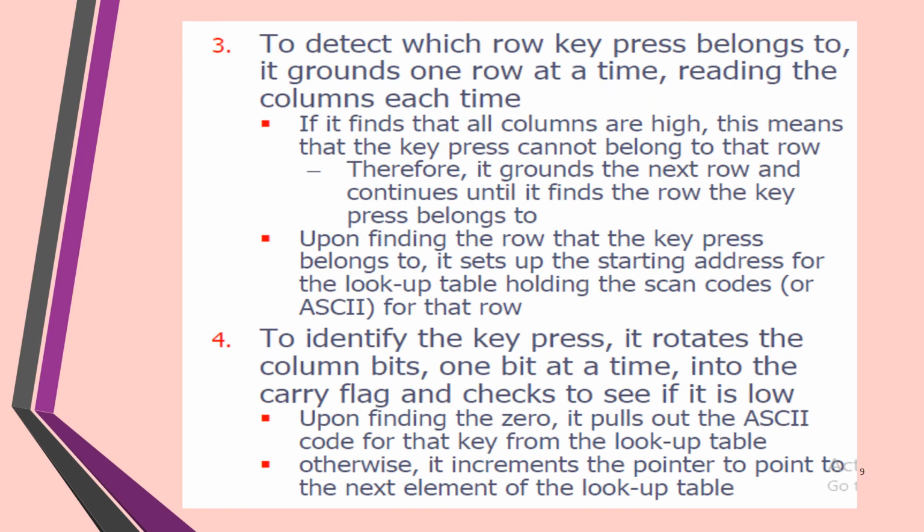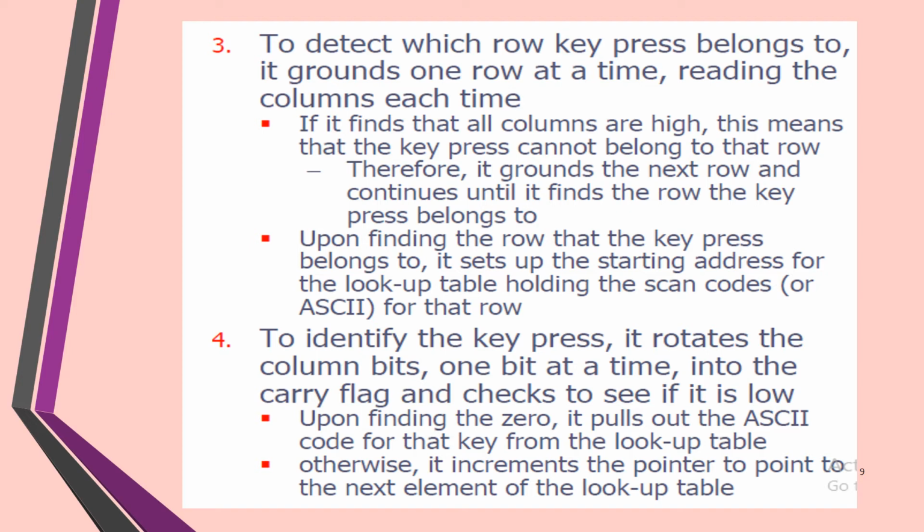Otherwise, to detect which row the key press belongs to, it grounds one row at a time, reading the columns each time. If it finds that all columns are high, this means that the key press cannot belong to that row. Therefore, it grounds the next row and continues until it finds the row the key press belongs to. The next step, upon finding the row that the key press belongs to, is that it sets up the starting address for the lookup table holding the scan codes, that is ASCII, for that row.